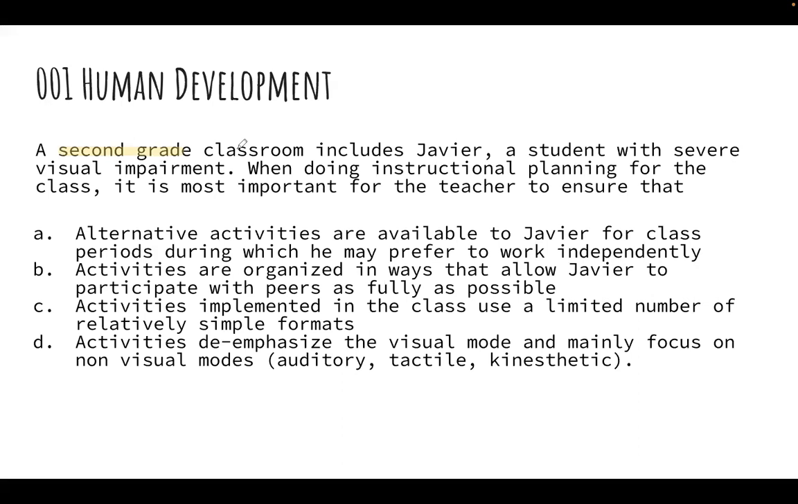Severe visually impaired. Yes, the visually impaired. So not only do we know they're in second grade, we also know that they're part of a special population. So, what were they working on? What is the teacher's goal in this scenario?